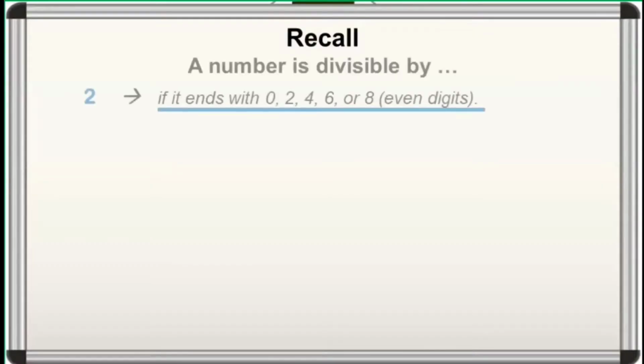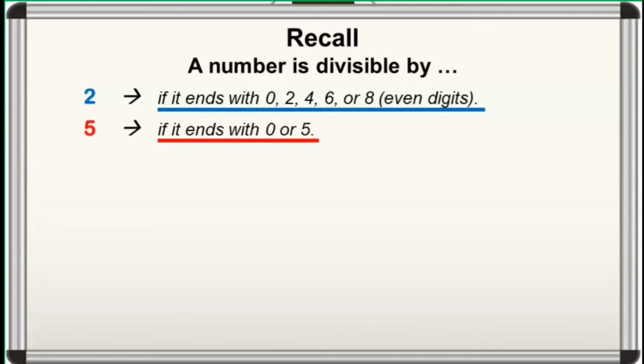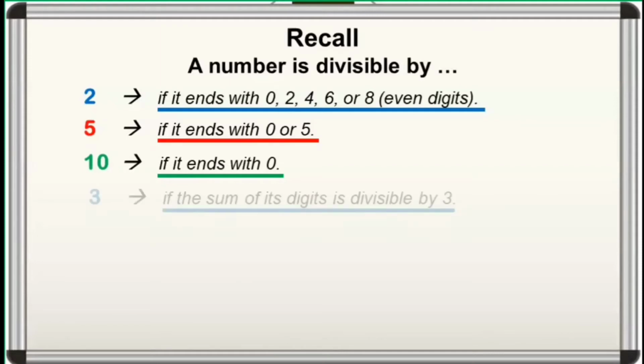Recall that a number is divisible by 2 if it ends with 0, 2, 4, 6, or 8. Or in other words, it ends with an even digit. A number is divisible by 5 if it ends with 0 or 5. A number is divisible by 10 if it ends with 0.